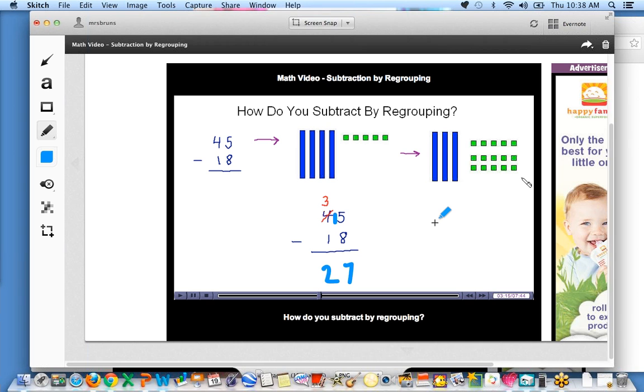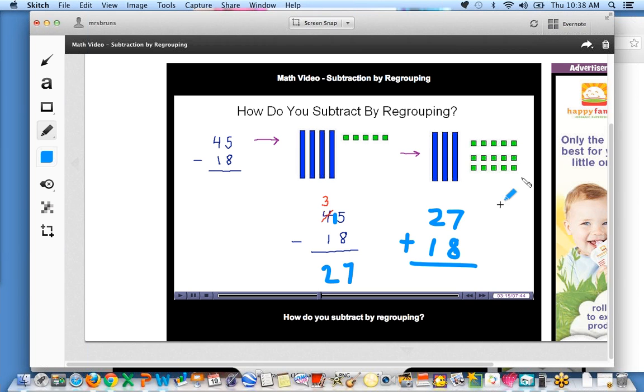Addition. 27 plus 18. Perfect. That's called the inverse operation. So if I worked out my problem, 27 plus 18, what should my answer be if I was correct? My answer would be 45, right? That would be how I would check my work.